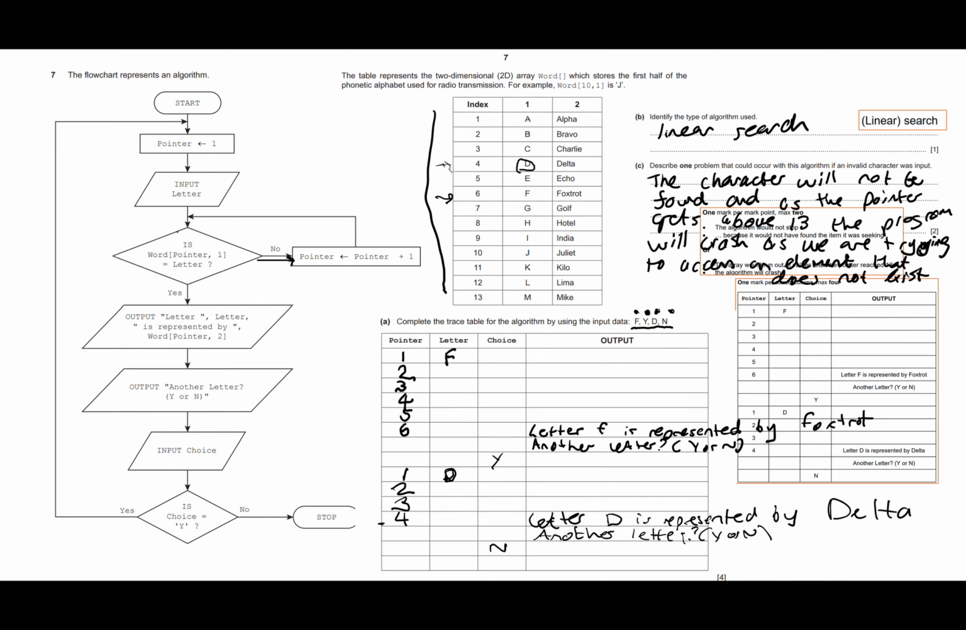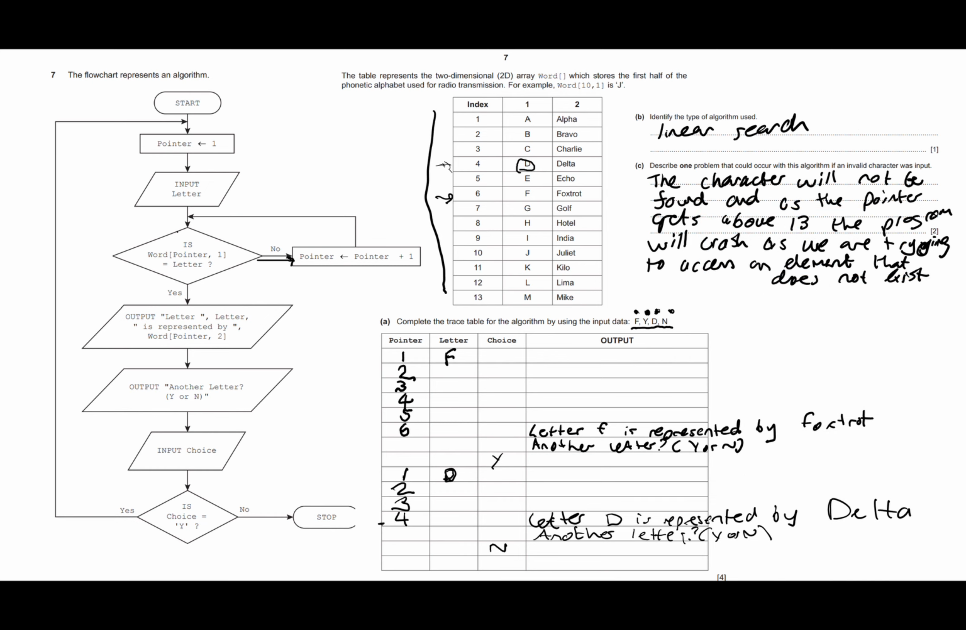So let me see if I just move that, and let's move that down here. Okay, so the mark scheme says the algorithm will not stop because it would not have found the item it was seeking, or the array will run out of values as the pointer reaches 13. So that's that one. Thank you very much.